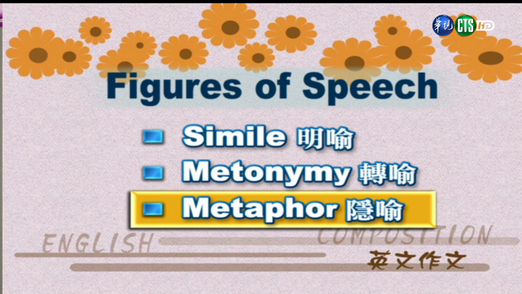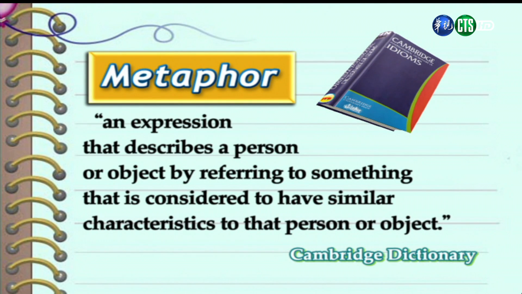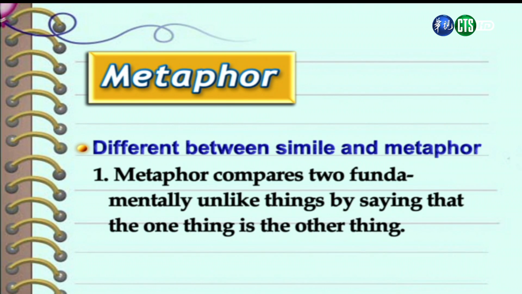好，我们接下来呢为各位同学再继续讲解修辞的技巧。现在我们要讲的呢是隐喻这个技巧。Right, so now a metaphor is an expression that describes a person or object by referring to something that's considered to have similar characteristics to that person or object. 好，隐喻它的定义呢，就是指将人或物描绘成另一个具有相似特征的事或物。Right, so the thing is that the metaphor is similar to a simile, but it's different.